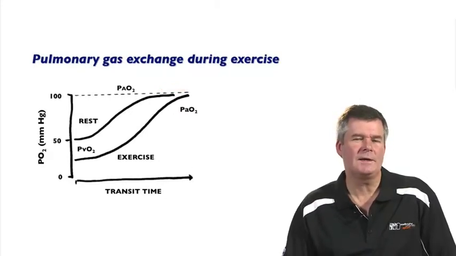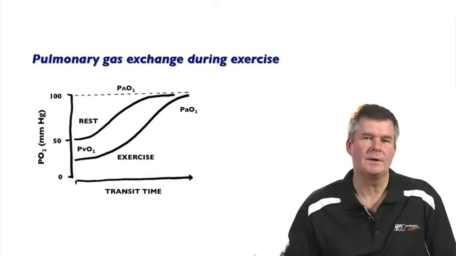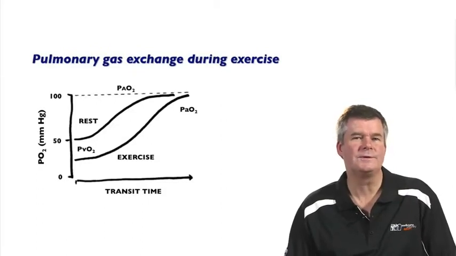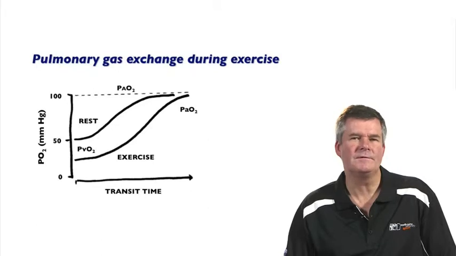Clearly then, if there are challenges to this, either by going to altitude, which would lower the inspired PO2, or if there are further increases in pulmonary blood flow such that the transit time decreases, then there is the risk of incomplete pulmonary gas exchange and some level of arterial desaturation. In most healthy people exercising at sea level, the arterial oxygen saturation and partial pressure is pretty well maintained, which is testimony to the effectiveness of the lungs in ensuring adequate pulmonary gas exchange, particularly in terms of oxygen.